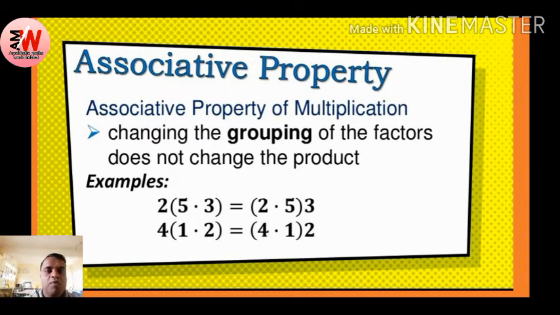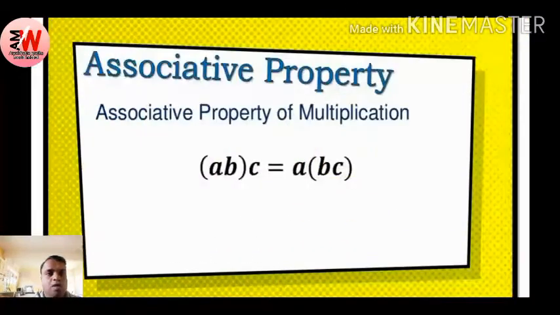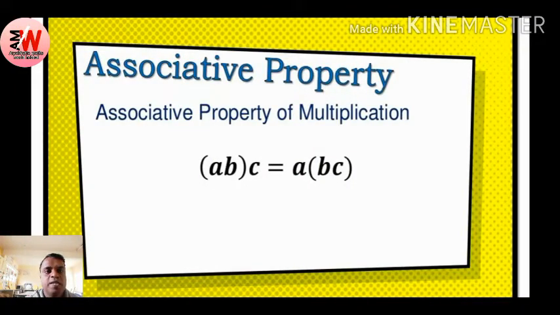In this way you can find the associative property for multiplication: changing the grouping, the answer will not change. The formula for the associative property for multiplication is bracket a into b bracket complete, into c, equals a into bracket b into c.